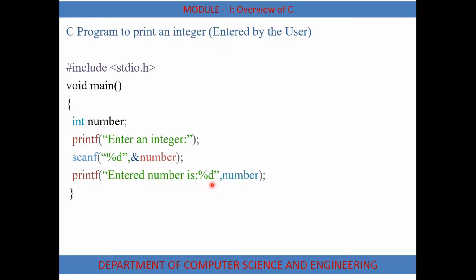See here, we are using %d inside this printf function, that is within the quotation. So this %d will be replaced by the value of this number. So number stores the value. If it contains 20, that 20 will be displayed here. Let's see the output of this program.